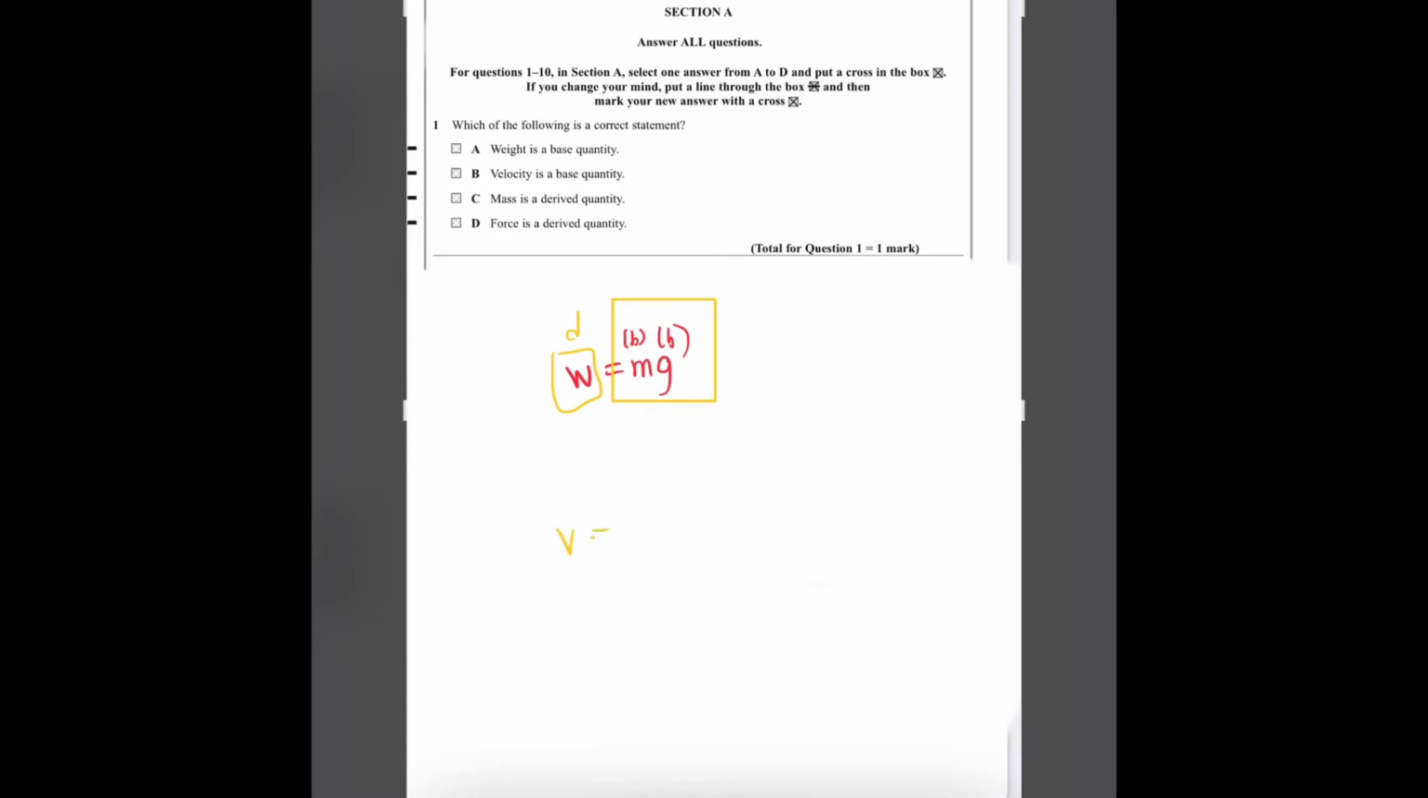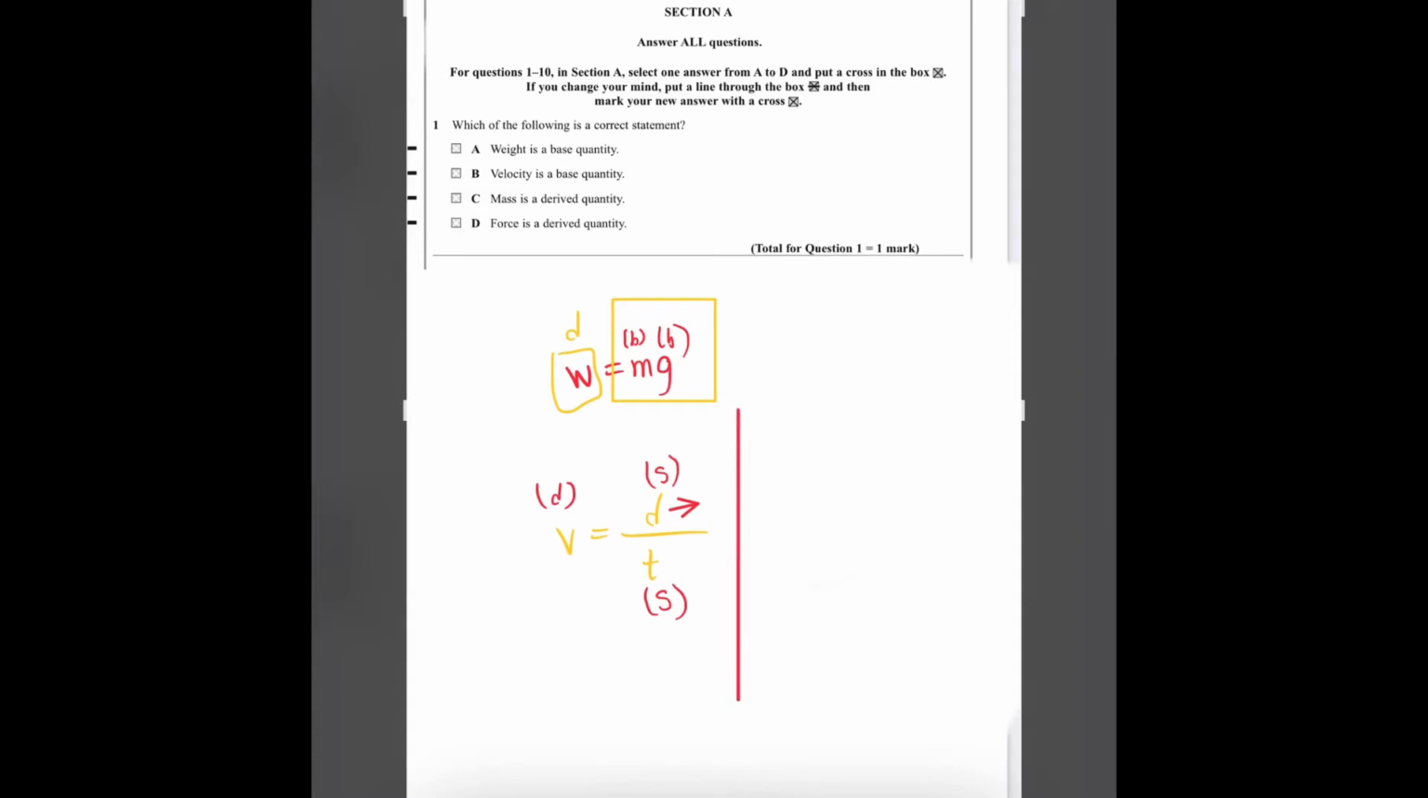Velocity is basically displacement by time, and we know that displacement is a base quantity, time is also a base quantity. Since displacement is in meters, right? Length is a base quantity, time is a base quantity, temperature is a base quantity. These are the base quantities, and derived quantities are those which are derived from base quantities. So velocity is a derived quantity. So B is also not correct.